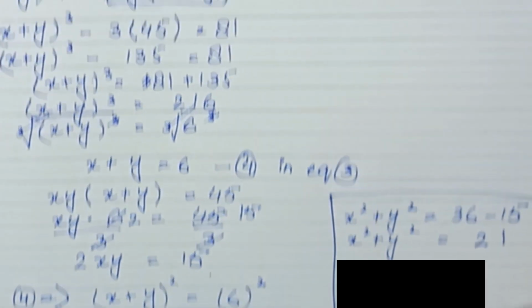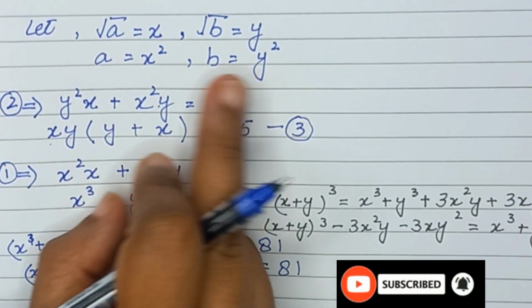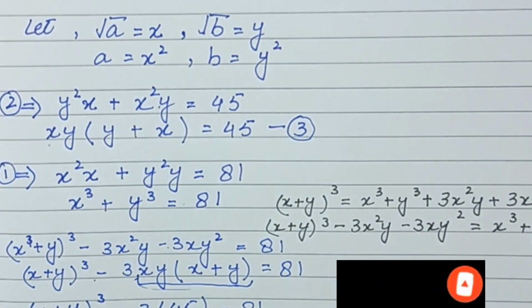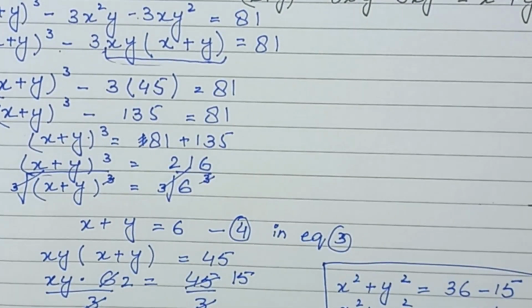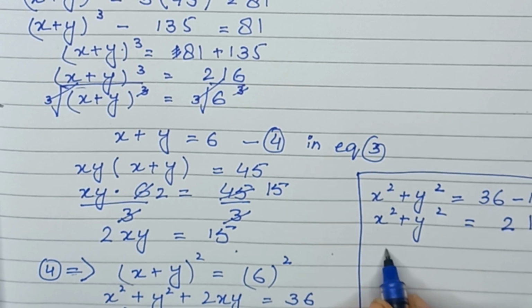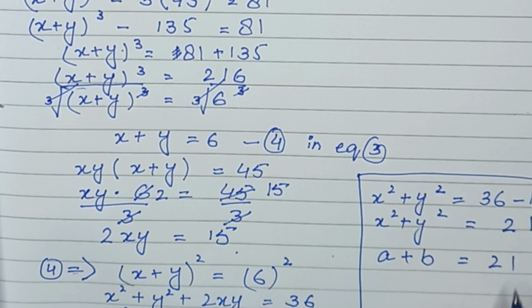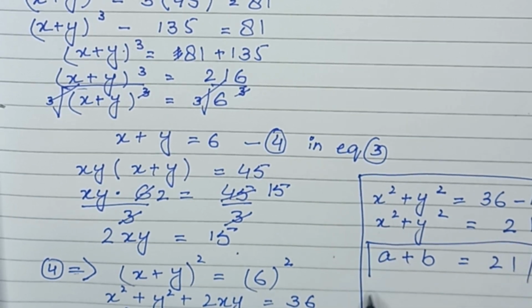If we recall here, x square is equal to a and y square is equal to b. So we will replace x square with a and y square with b. So it will become a plus b is equal to 21. So it is our final answer.